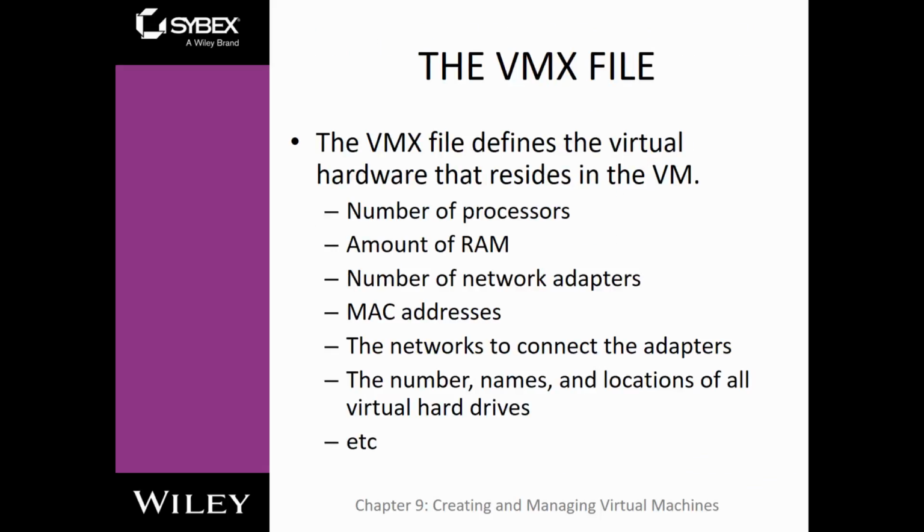The VMX file, because it is basically a text document with the appropriate .vmx file extension, actually defines the hardware: the number of processors, the amount of memory, the NICs, MAC address, connection, the numbers, the names, all of the appropriate locations of all the virtual drives and virtual resources. Everything dealing with your VM is typically found in the VMX configuration file.